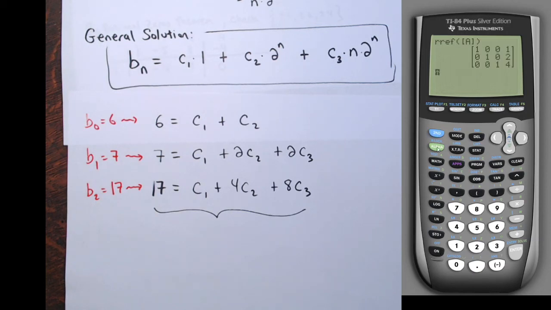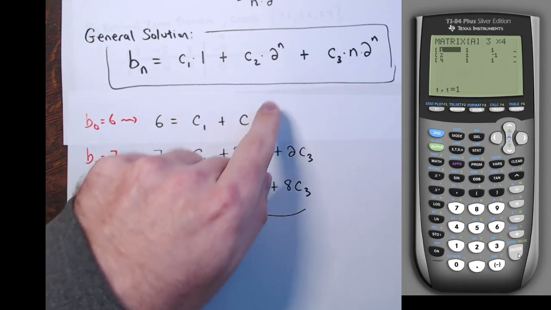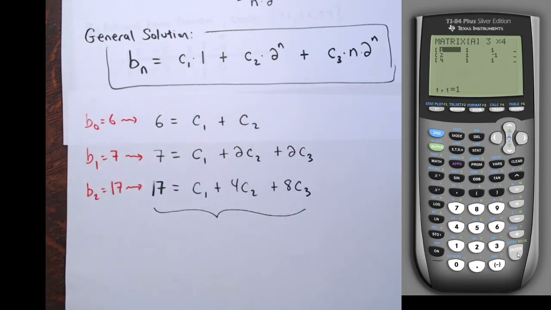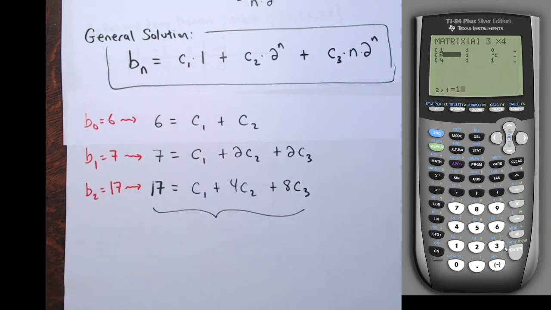So I'm just going to go back to that matrix menu I had, edit, and just change that same 3 by 4 matrix that I had, where the first row will be the first equation. So again, the coefficients of C1, then C2, then C3, then equals, and then the constant. So 1106 for the first equation, then 1227 for the second equation.